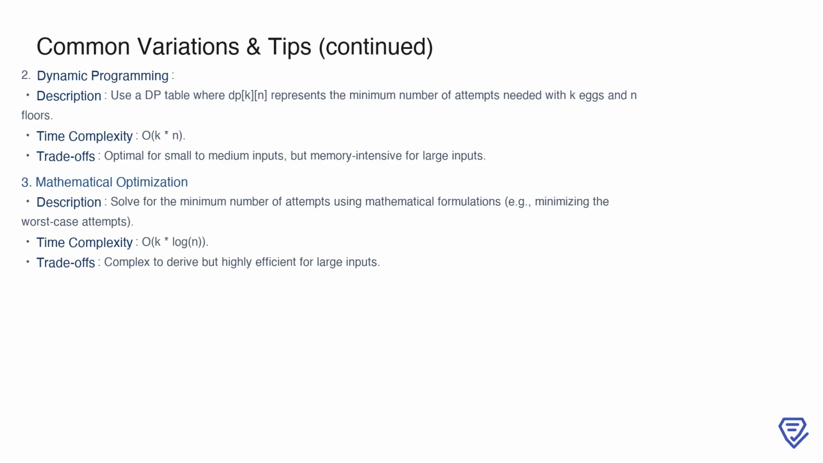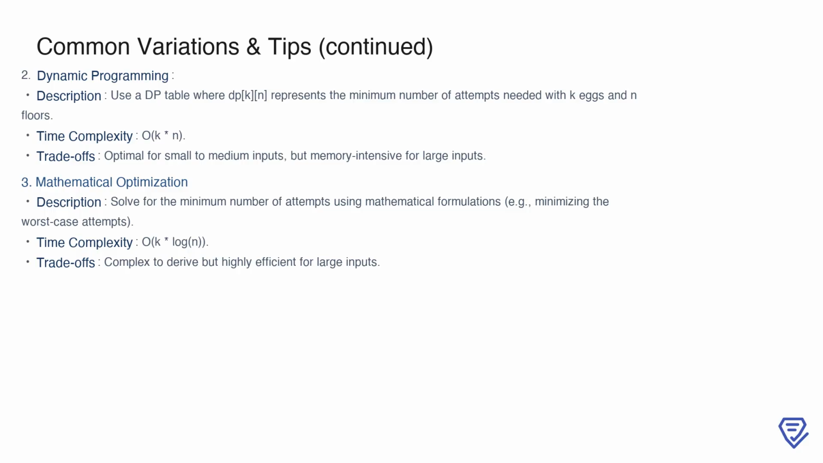Dynamic programming is a more refined approach to solving the egg drop problem. In this method, you build a DP table where DP[k][n] represents the minimum number of attempts needed with k eggs and n floors. This approach has a time complexity of O(k*n), making it suitable for small to medium-sized inputs. However, it can be memory-intensive for very large inputs.